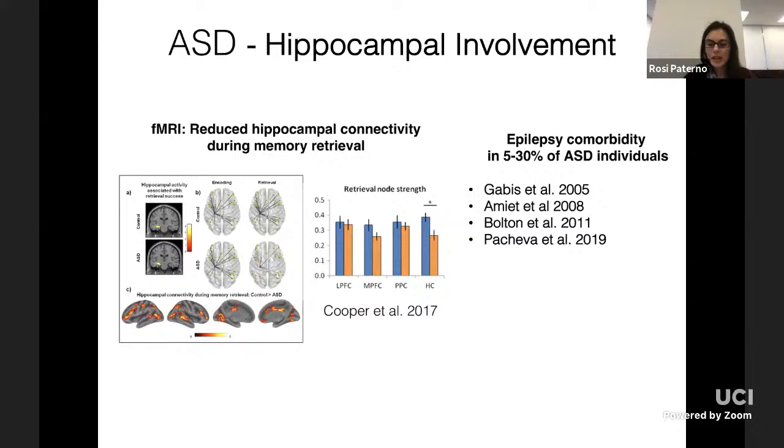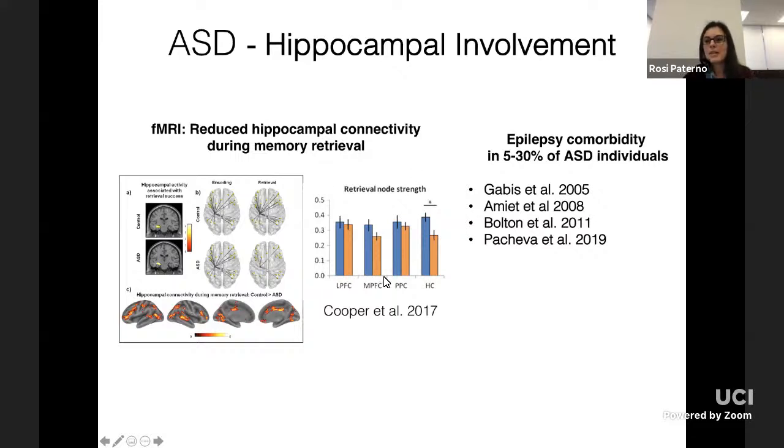Recent research has highlighted that subjects with autism also present a memory deficit, and in particular, they have a decreased success in memory retrieval. This is a study from 2017 using fMRI in subjects with autism while they were performing memory tasks. They were studying the connectivity in the memory system, and in particular, they found that there is a decrease in hippocampal connectivity during memory retrieval.